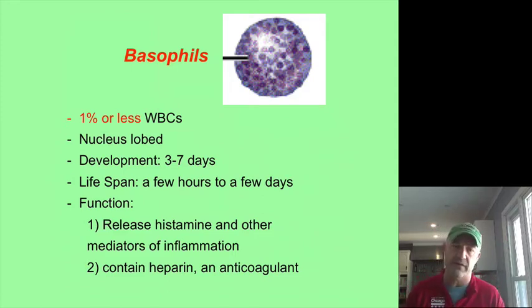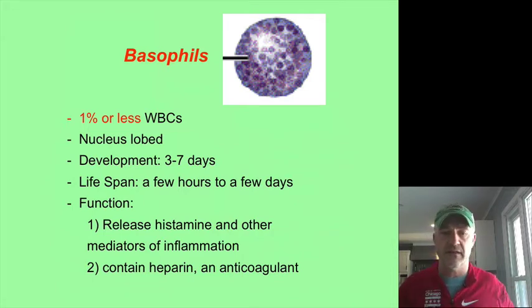Again, I'm not so worried about the development and the lifespan of them so much as I am about what they're doing. So these are blood cells that are going to trigger an inflammatory response. They release things like histamine and heparin. Heparin is an anticoagulant, which lets more blood flow get to the particular area. Histamines are going to trigger an inflammatory response. And again, we'll talk about what inflammation does in the immune system when we get to the immune system. But these are the cells that can trigger this.